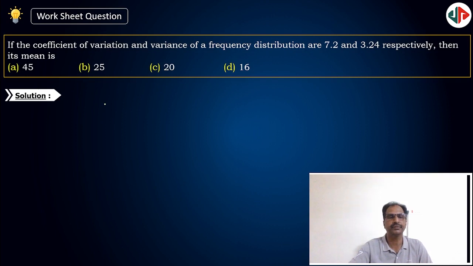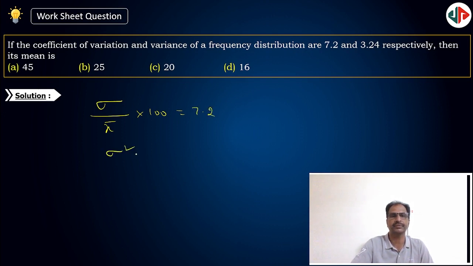Next, coefficient of variation, that is sigma by x bar into 100, is given as 7.2. Variance sigma square is 3.24. Then what is the mean? You have to find x bar.